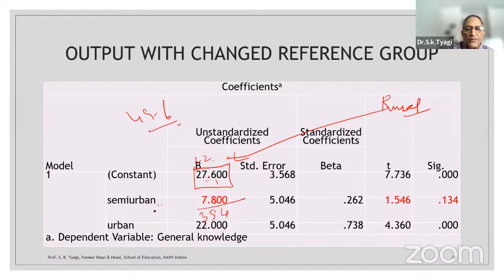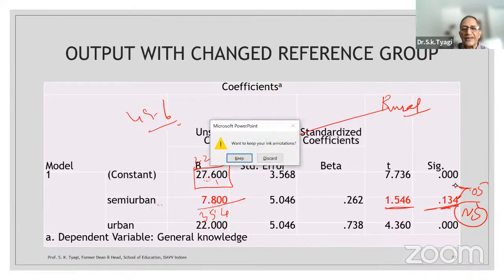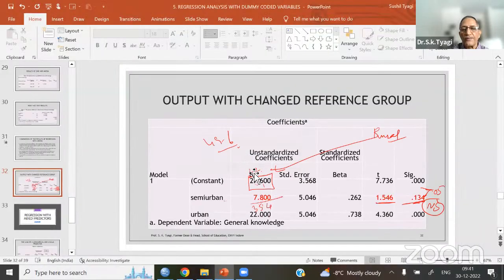But now, if you compare urban with semi-urban, we find that the t value is 1.546 and the significance value is 0.134. It is greater than 0.05, therefore not significant. So this result also tallies with the result of the post hoc test in ANOVA.